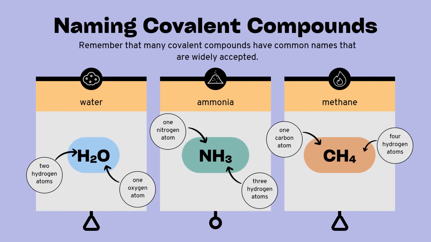Naming covalent compounds, here are some more examples. Water, H2O, it has two hydrogen atoms and one oxygen atom. Ammonia has one nitrogen atom and three hydrogen atoms. And CH4, that is methane, has one carbon atom and four hydrogen atoms.